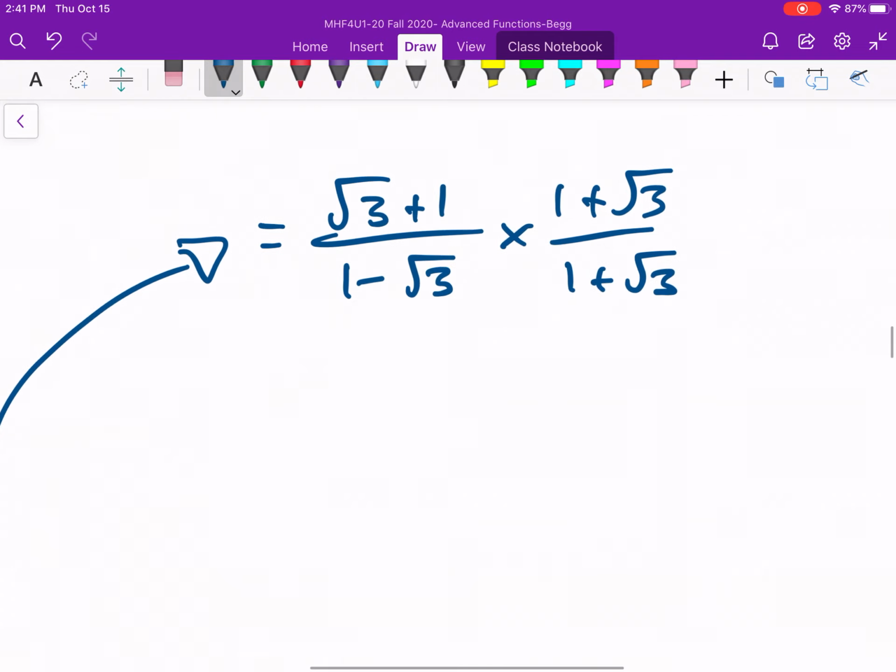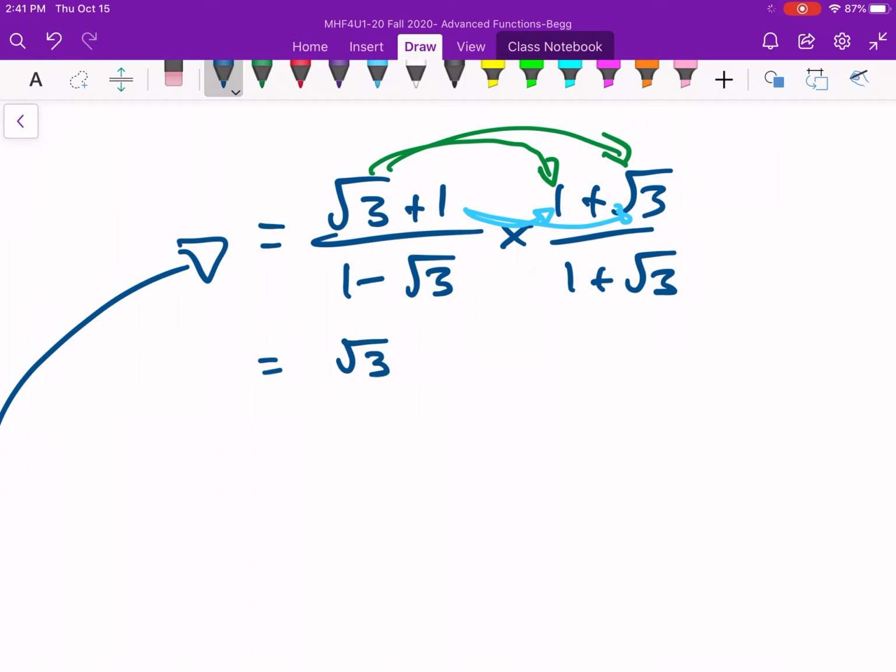So I'm going to do FOIL on the top. Let's just look at the top. I'm going to multiply root 3 times 1 and root 3 times root 3, and I'm going to multiply 1 times 1, and I'm going to multiply 1 times root 3. When I do that, and this is just for the numerator, I'm going to get root 3 plus 3, because root 3 times root 3 just equals 3. 1 times 1 is 1. And I'm going to get another root 3 there.